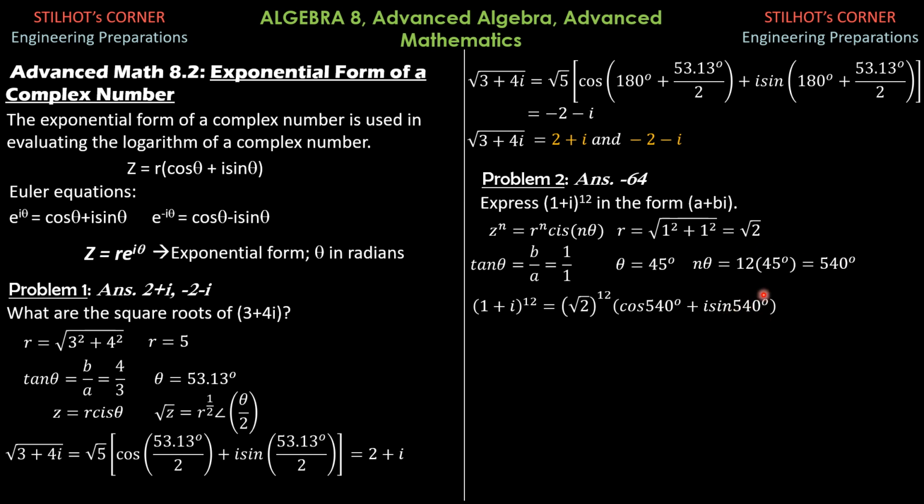Again, sine of 540 is 0, cosine 540 is negative 1, and square root of 2 to the 12 is 64. That's 2 to the 6, or 64, times negative 1. So therefore, it is negative 64. It has no imaginary part, just the real part, negative 64. So (1 plus i) to the 12 is negative 64.